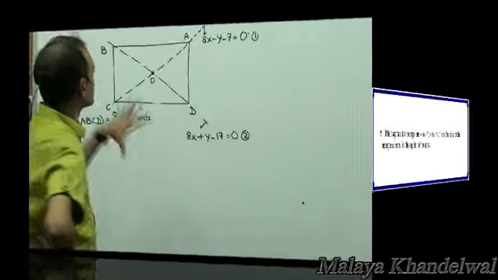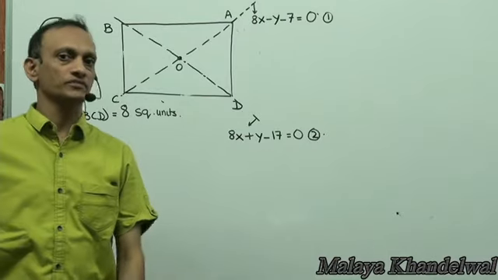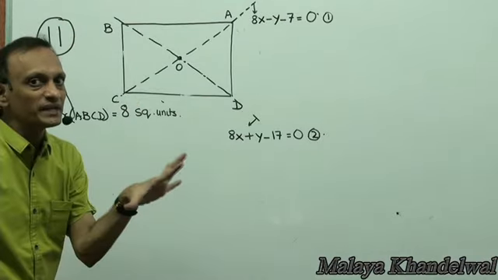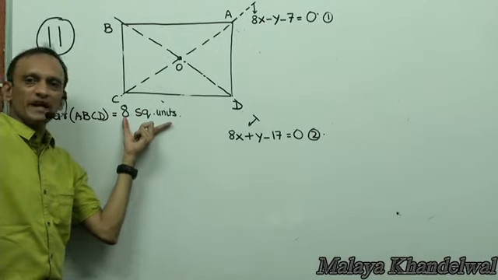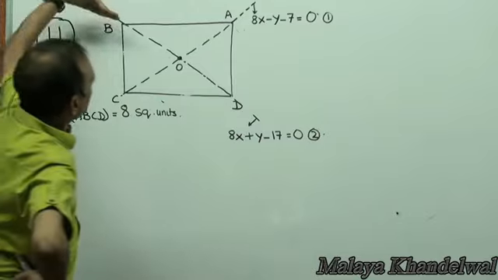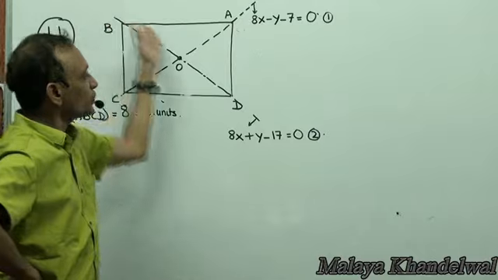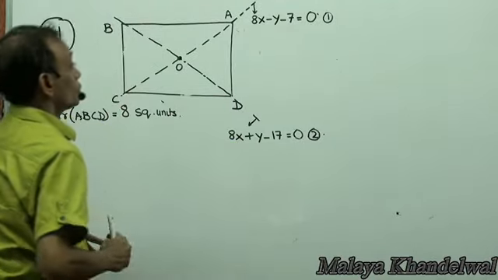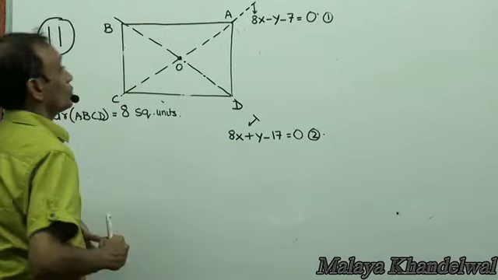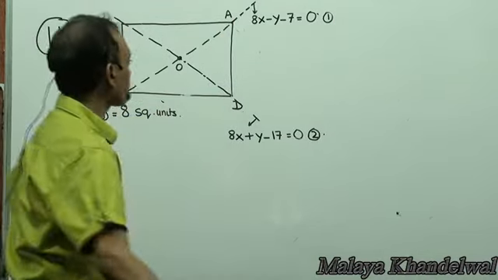I'm assuming you would have attempted problem number 11 by this time. Let's now have a collective discussion of this problem. Problem 11 is about a rectangle ABCD whose area is given to be 8 square units, and the equation of the diagonals is known. One diagonal is 8x minus y minus 7 equal to 0. The equation of the other diagonal is 8x plus y minus 17 equal to 0. We want to be able to find the equation of the sides of the rectangle: AB, BC, CD and AD. How about it? Right?